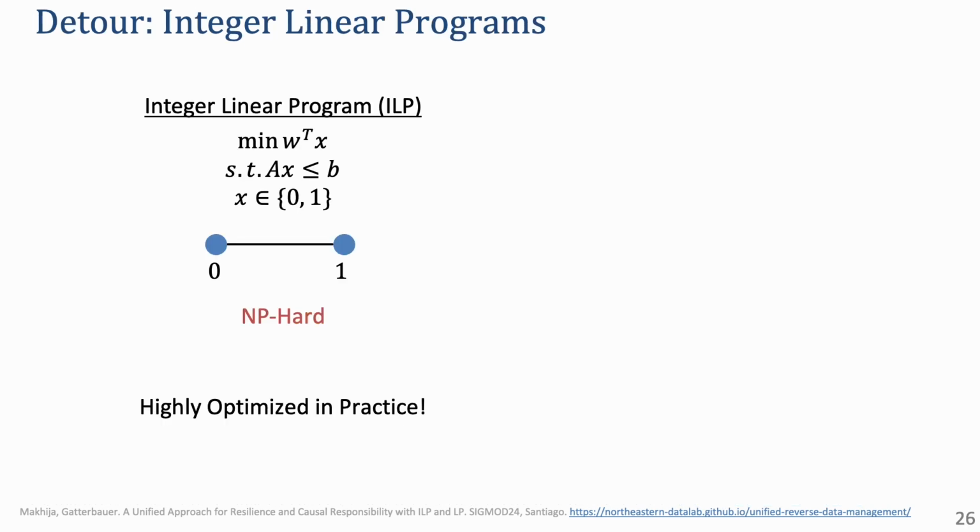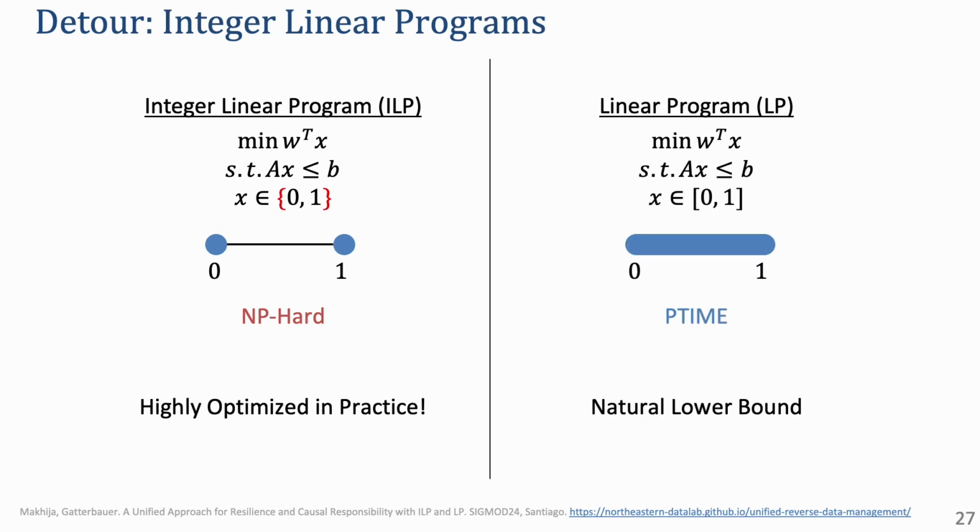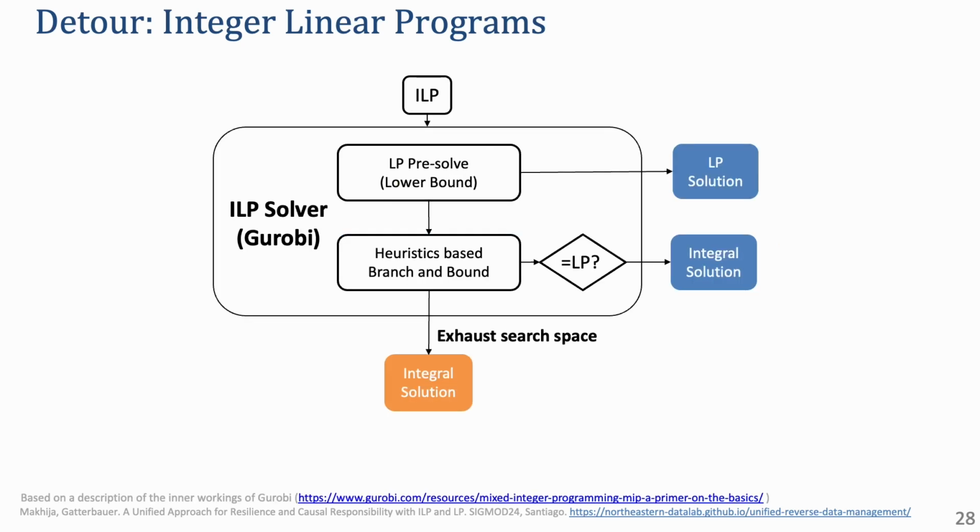Before I tell you about the unified algorithm, I will take a slight detour into integer linear programs, which, spoiler alert, is what we use. Integer linear programs are generally NP hard, but in practice there are many solvers that are highly optimized. And we can formulate all NP complete problems as integer linear programs. We should also know that there are linear programs which provide a natural lower bound to the objective of an ILP in P-time. Now, what most modern solvers do is first they solve this natural lower bound linear program, and then they go ahead and solve the ILP.